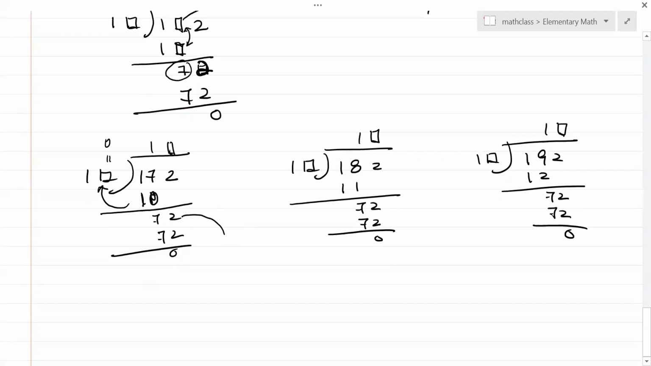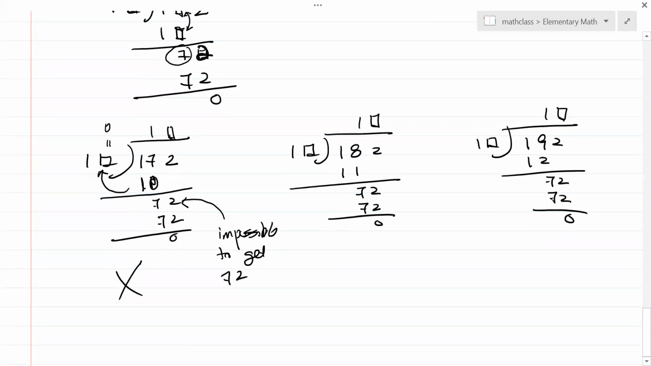You're not able to get this 72. So 10 times any digit, you're not going to get 72. So impossible. Impossible to get 72 here. Okay, so that is.